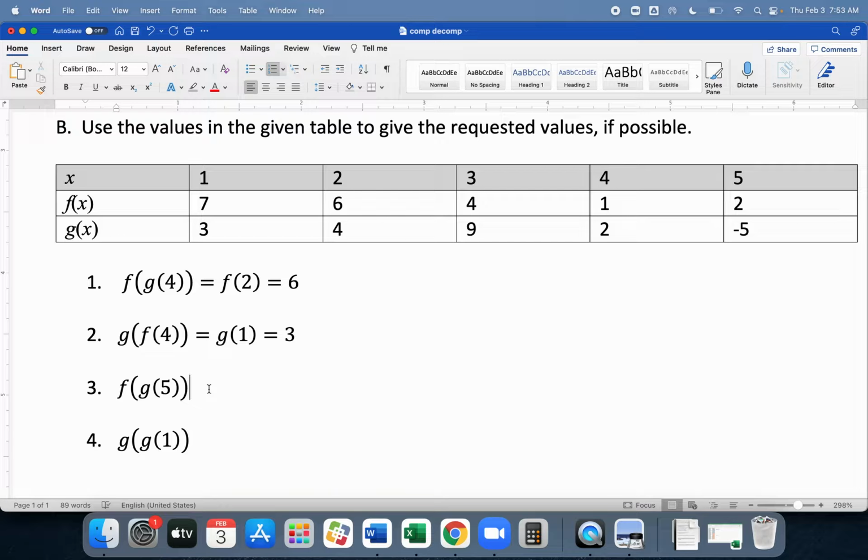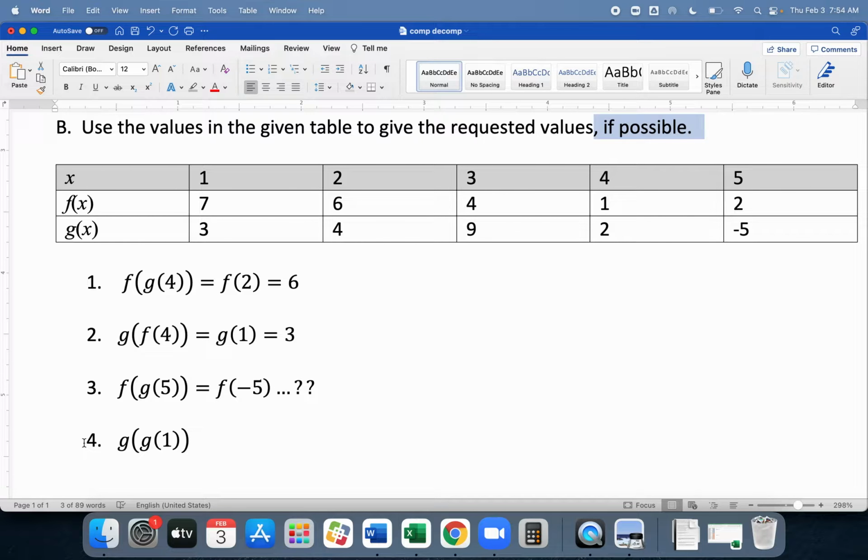That's a little bit weird, right? So what's the problem here? What is g of 5? Right, and f of negative 5 is not something I know anything about. So I can't use the values in this table to find that answer, because f of negative 5 is not something that I know. So that one has no answer according to the table. We don't have enough information to answer question 3.